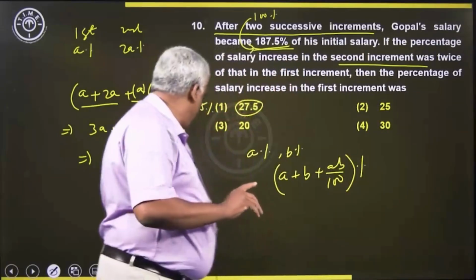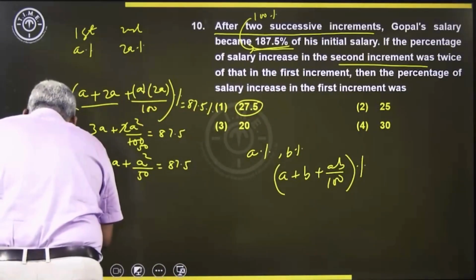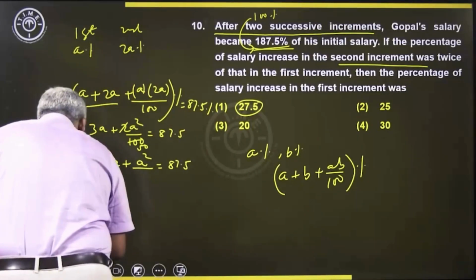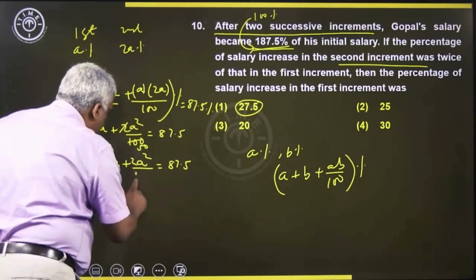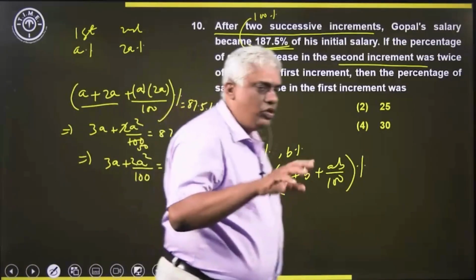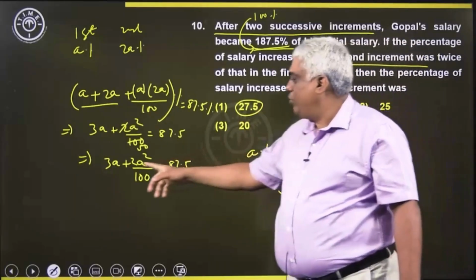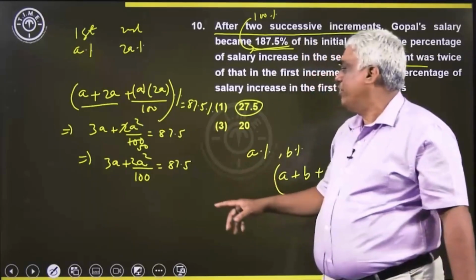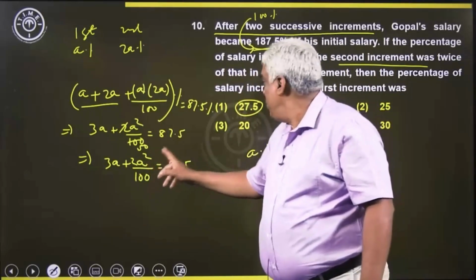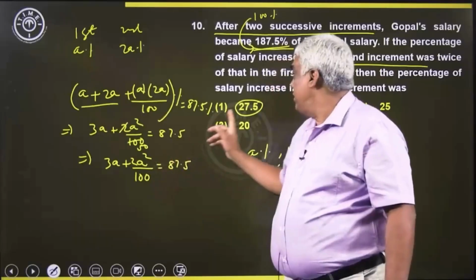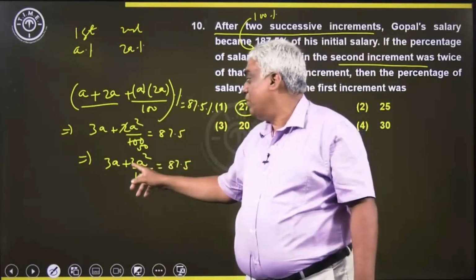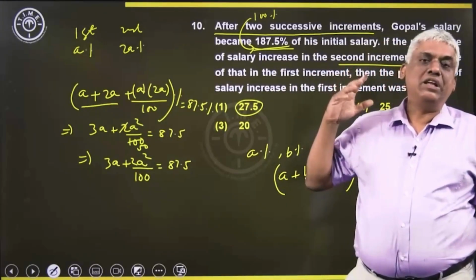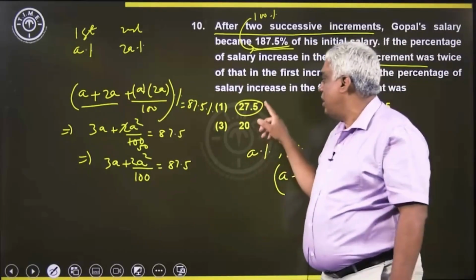Better, let us do one thing: let us keep it as 2A square by 100 only. Now, let us put in the options. If you take 27.5 into 3, it will be 82.5, plus 27.5 square. 27 square is 729, 729 into 2 is 1458, that is 14.58, by 100. So 82 plus 14 plus, it will cross 100.